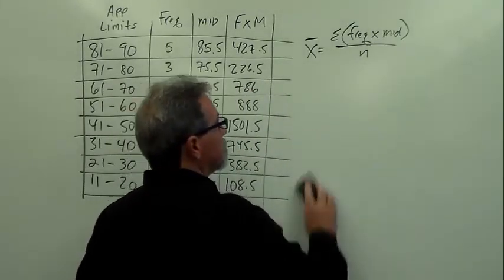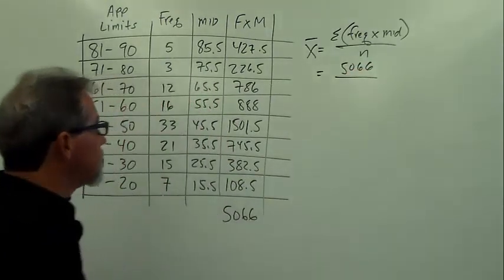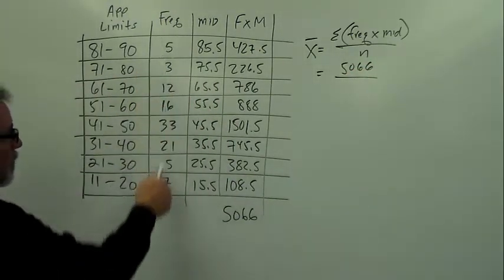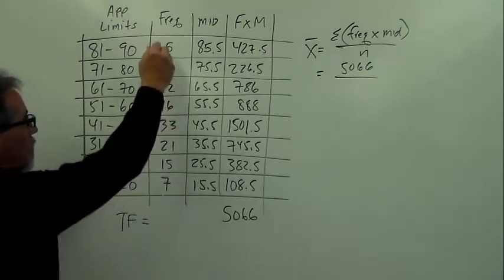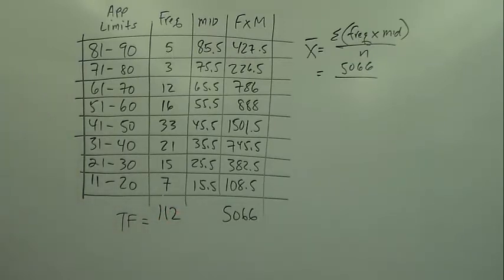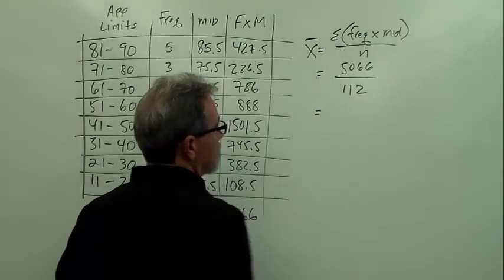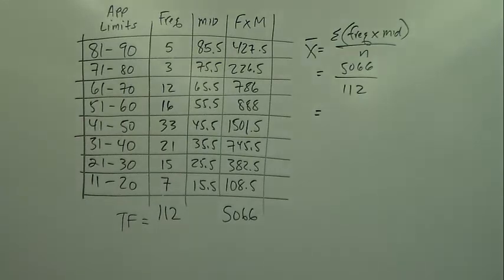Let's get rid of these for a second. Now we plug in 5066 into our numerator. And now n. What's n? Well, n is total frequency. What's total frequency here? We have to add all these up, and n is 112. So we got 112 from the total frequency, and we got 5066 from the sum of the frequency times midpoint scores.